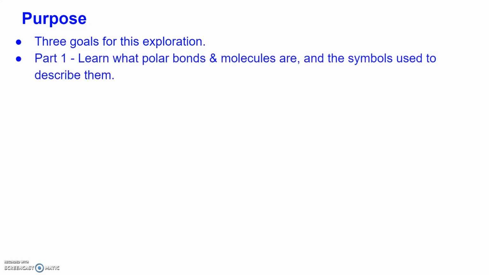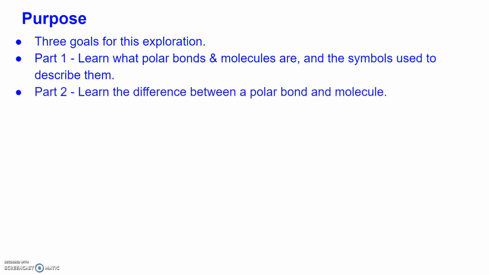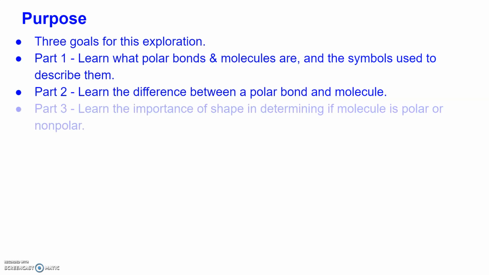There are three goals. In Part 1, we're going to learn what polar bonds and molecules are and how we describe them with certain symbols. Part 2, we'll learn the difference between a polar bond and a molecule. Part 3, we're going to learn the importance of shape in determining whether a molecule is polar or nonpolar.